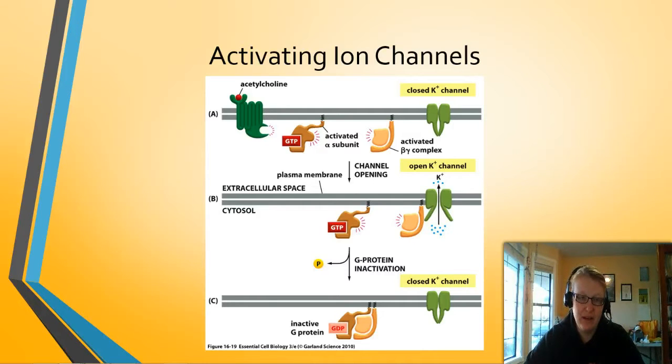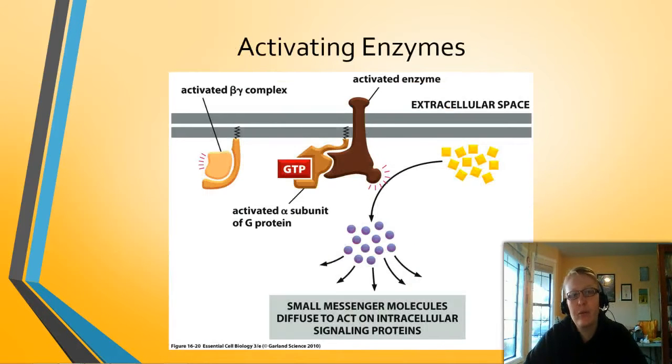Once this is done, the beta gamma complex is going to come back together with the alpha, and the alpha will hydrolyze that GTP, becoming an inactive G protein complex again with alpha, beta, and gamma, waiting for the next signal to be received by the cell. Now it's important to remember that a GPCR can stay activated for a while and will activate a whole lot of these G proteins. It's not always just a one-off signal or a one-off event.